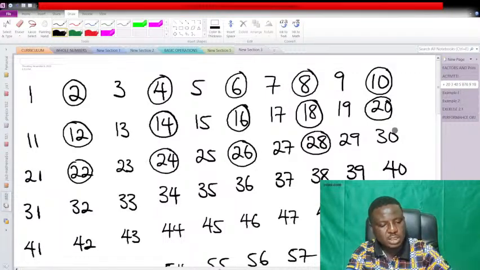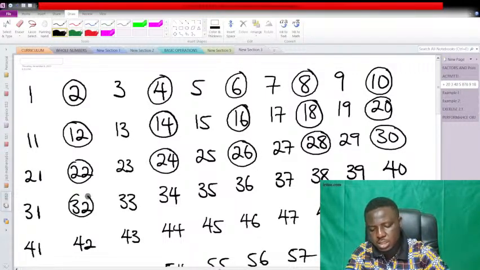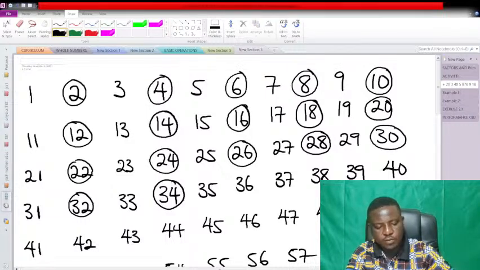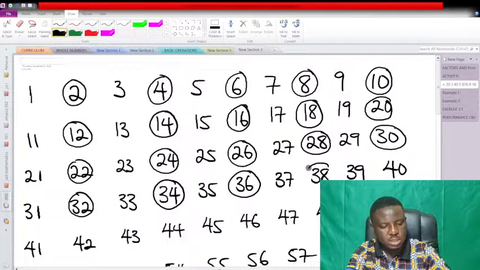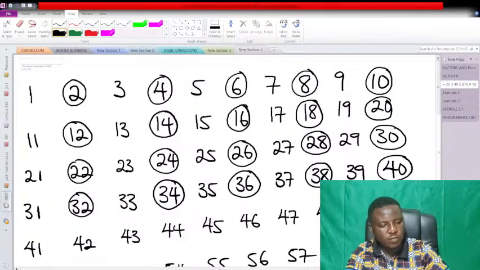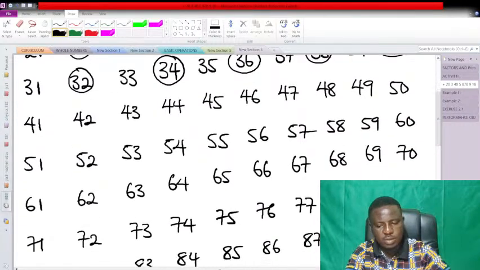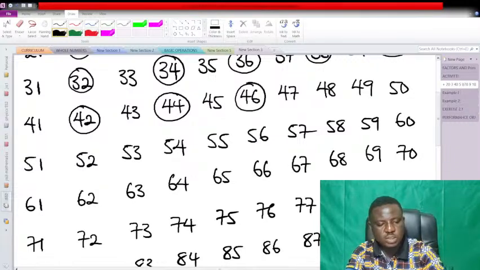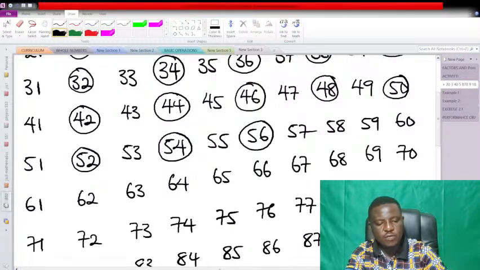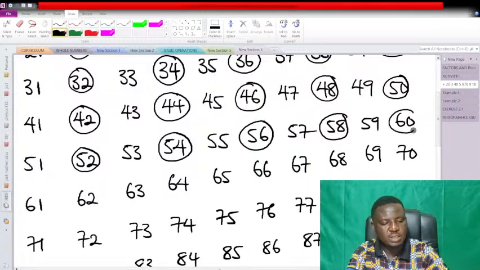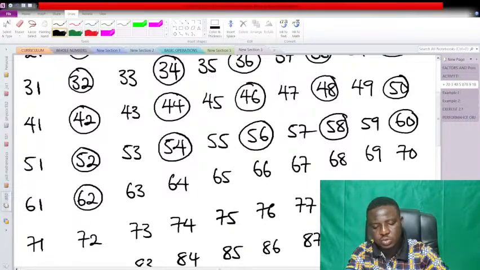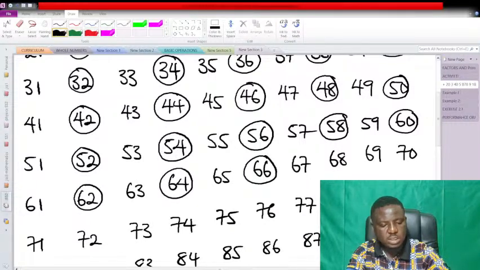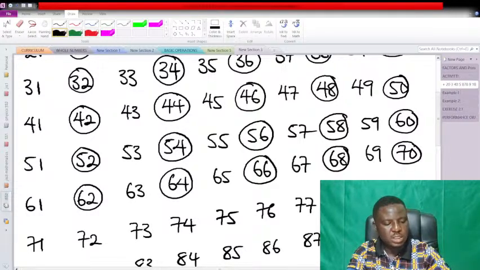26, 28, 30, 32, 34, 36, 38, 40, 42, 44, 46, 48, 50, 52, 54, 56, 58, 60, 62, 64, 66, 68, 70.